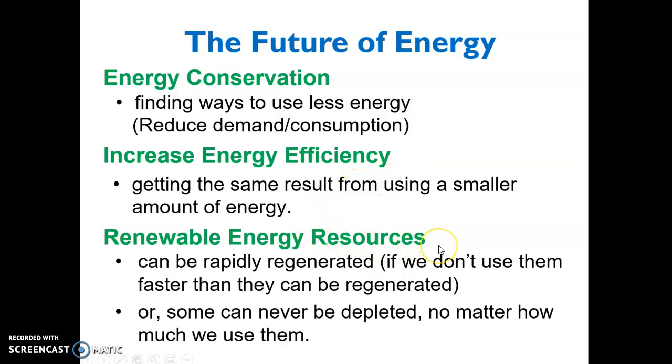A third source of continuing to meet our demand without damaging the environment and human health would be to use renewable energy resources. These are resources that are called renewable because they fall into one of two categories. They can be rapidly regenerated. If we don't use them faster, then they can be regenerated.